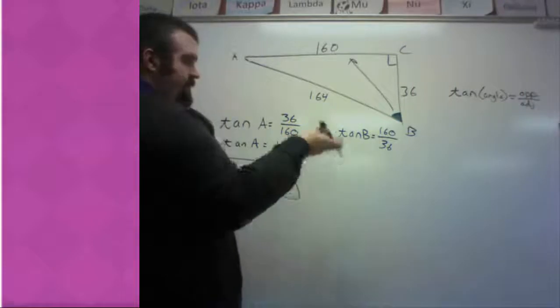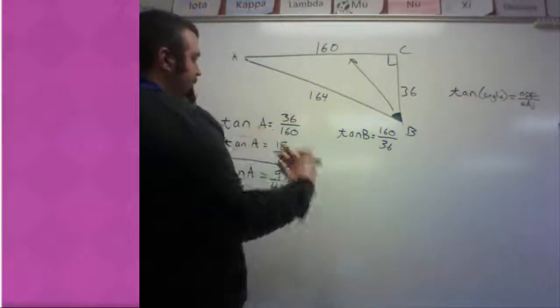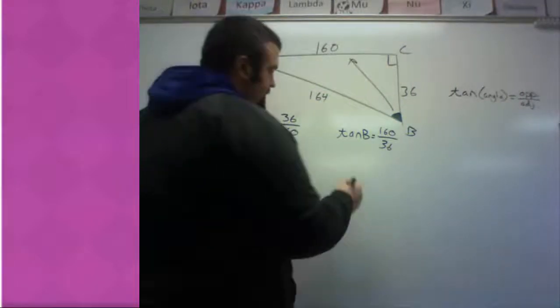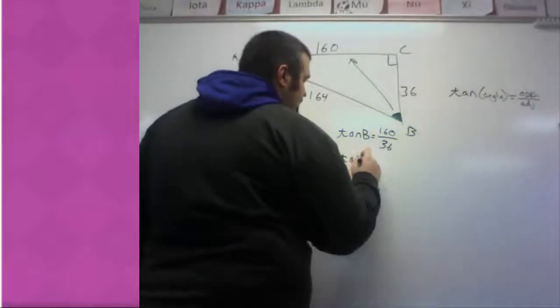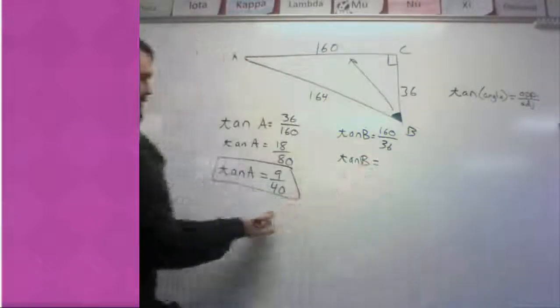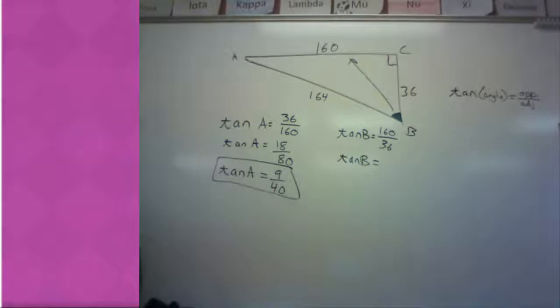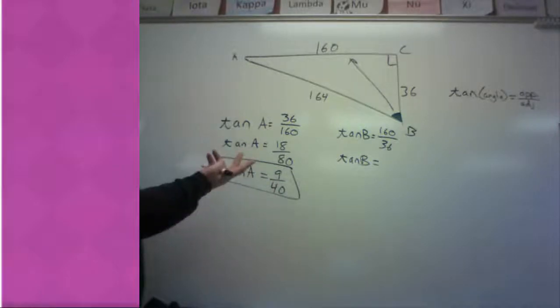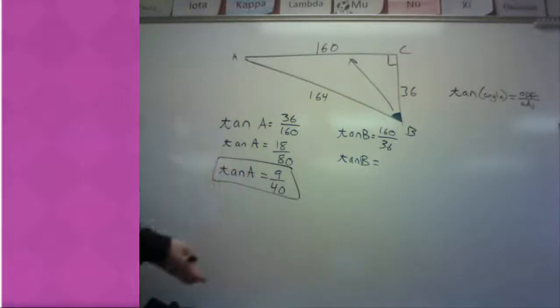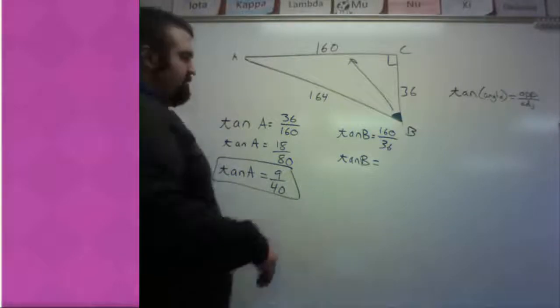Oh, that's the flip around of tangent of A. No way. It works. Tangent of B, if I look at what tangent of A was, it ended up being 9/40. So I know when I reduce this, I should get 9/40. But just to be sure, let's go through the work of this.